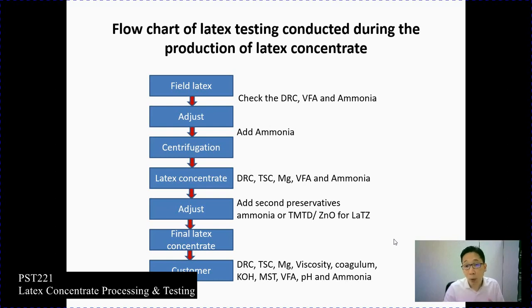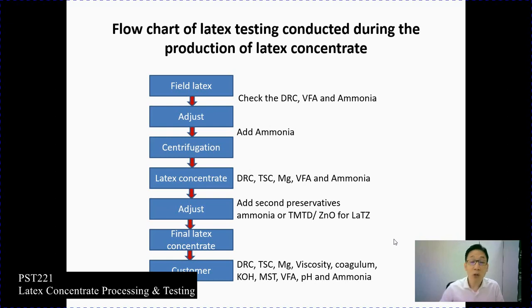So it is very important to add a good amount of ammonia during the latex concentration process. And then we go to the latex concentrate. During the certification process, you produce the latex concentrate, and again you measure the DRC, TSC, magnesium, VFA and ammonia. Okay, and then you will adjust this value using either the second preservative, ammonia or TMTD, zinc oxide, or LATZ. Okay, it depends on the final product that you want to produce.